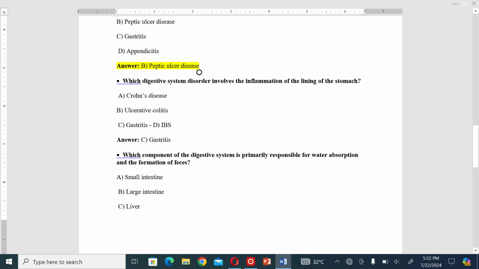Which digestive system disorder involves the inflammation of the lining of the stomach? A. Crohn's disease. B. Ulcerative colitis. C. Gastritis. And D. IBS. So the correct option is C. Gastritis.